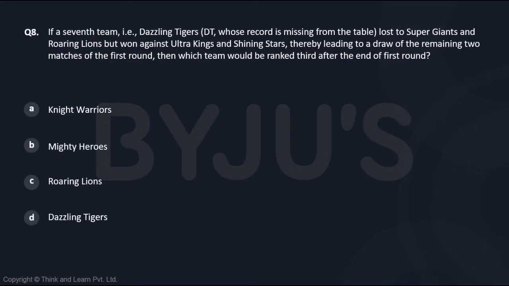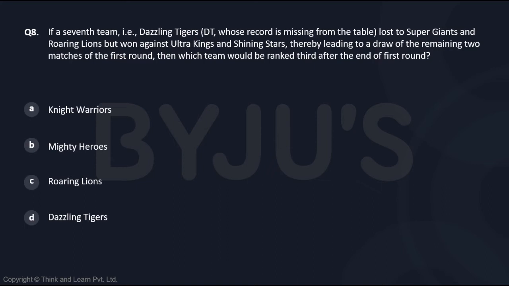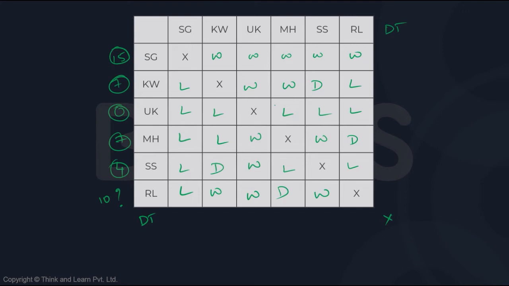Next, if a 7th team, once again this Dazzling Tigers, lost to Super Giants and Roaring Lions, but won against Ultra Kings and Shining Stars, thereby leading to a draw in the remaining 2 matches of the first round, then which team would be ranked third after the end of the first round? Once again, we have to do the same table creation, which we already have. We have 10 points here. We have the Tigers here. Now let's fill up what is happening with respect to the Tigers. So this is a cross here. So it lost to Super Giants and Roaring Lions, right?